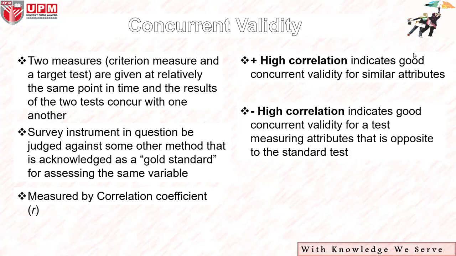Okay, faham eh? Concurrent validity, you have two instruments. The first one, the newly developed instrument. The second one, the gold standard instrument. You distribute at the same time. Then you correlate them. Okay.